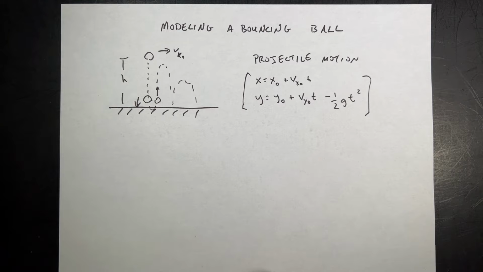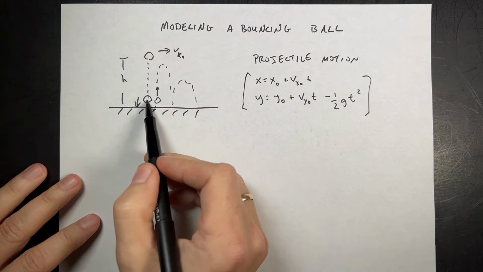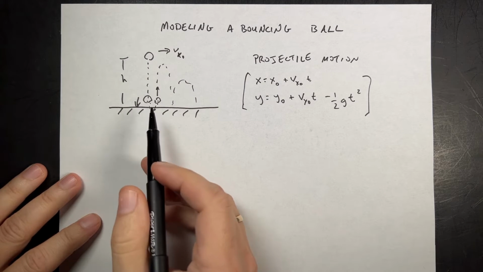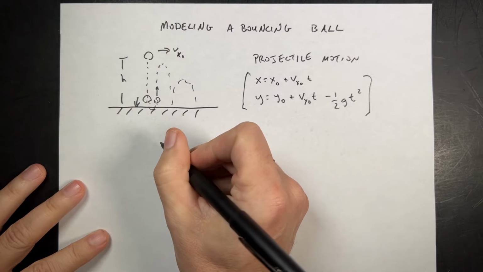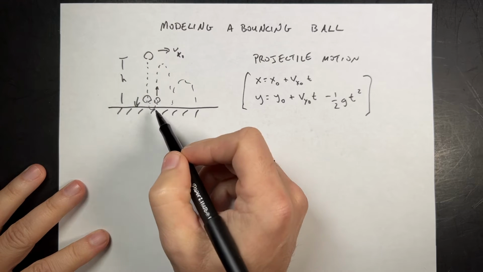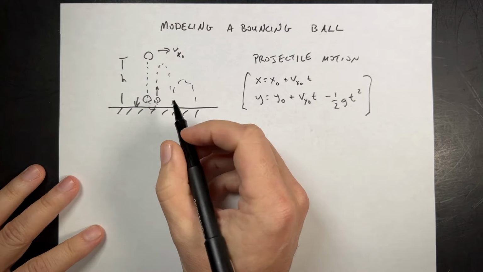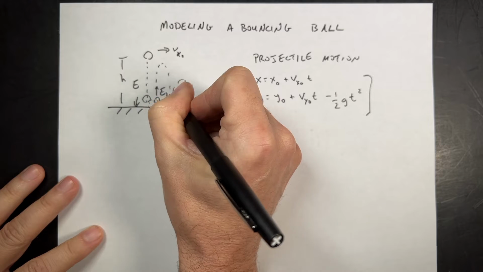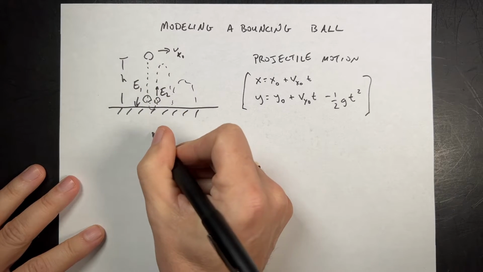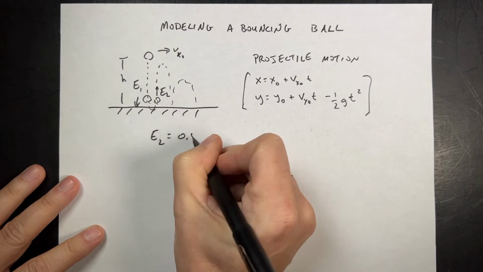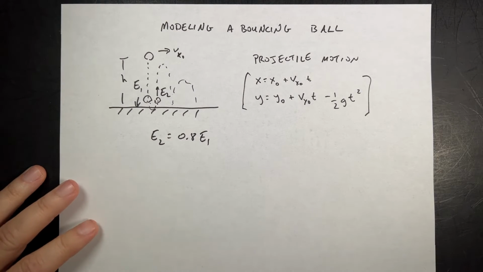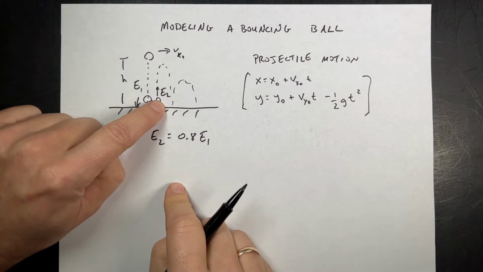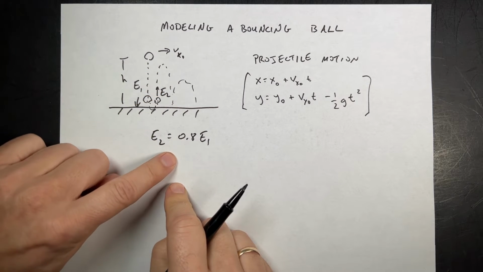So once I do that, how do I model what happens after it collides with the floor? Well, there's a couple ways we could do this. You could say that it loses some percent of the energy. Let's call this E1 and this E2, the energy right before it hits and the energy right after. So I could say E2 is 0.8 E1. Right before, it would have kinetic energy, and right after, it has kinetic energy in the opposite direction. So I do need to change the direction of the velocity and then calculate this.